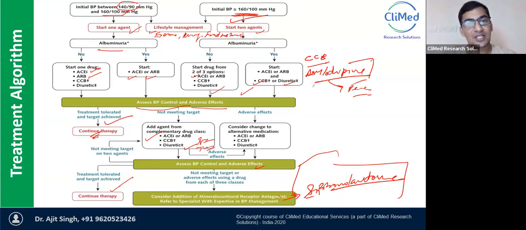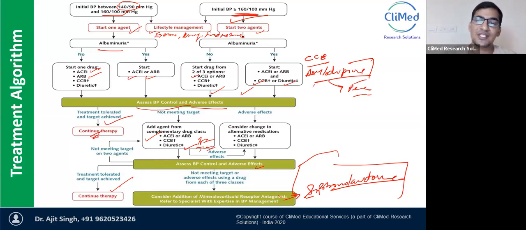After some time, if we check again and it's not controlled, then we can add a third agent, which will be either CCBs or diuretics, or maybe sometimes beta blockers also. But beta blockers are least used nowadays. Beta blockers are used in cardiovascular problems along with hypertension, like heart failure with hypertension, or sometimes diabetes with hypertension. But beta blockers are not the first choice or the second choice in treating hypertension anywhere.